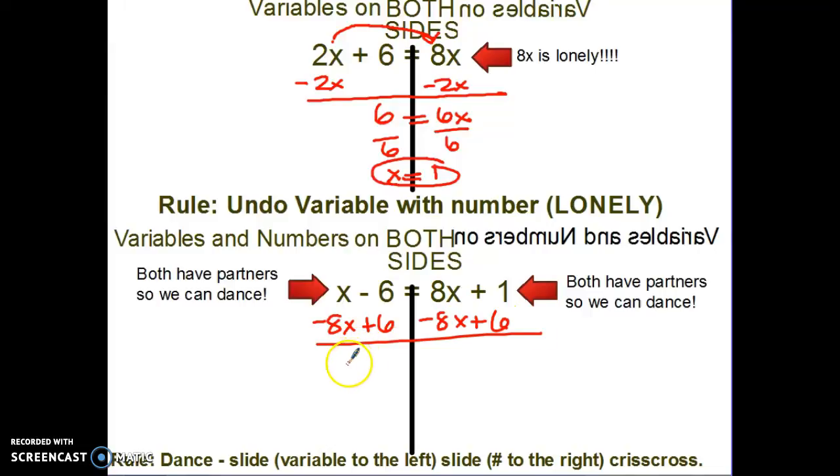Crisscross. What do we crisscross? Well, I think it will be the 6's because they cancel, and then the 8x's, because they cancel. And now what do we have? We have 1x minus 8x is negative 7x. Y'all have seen this example I don't know how many times. And then 1 plus 6 is 7. And then we divide by negative 7. X is equal to negative 1.